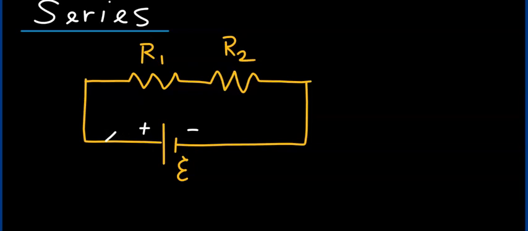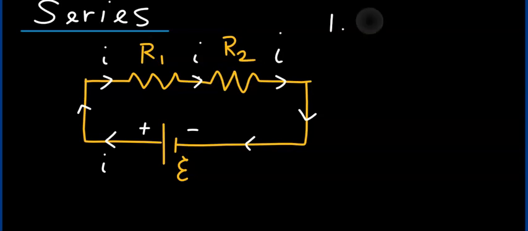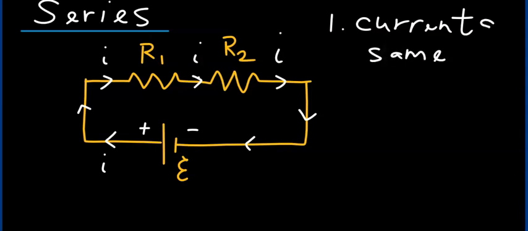So the current that comes out of the positive terminal of the battery is I. So it will go in that direction, I. It will go through the first resistor, R1, and the same current will go through the second resistor before it comes back to the negative terminal. So the first point about two resistors in series is that they carry the same current. So current in two resistors in series are the same.